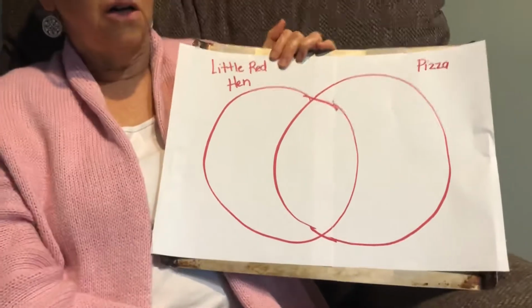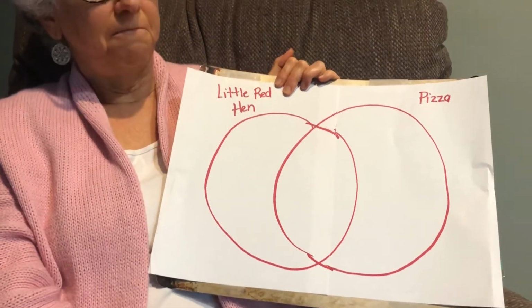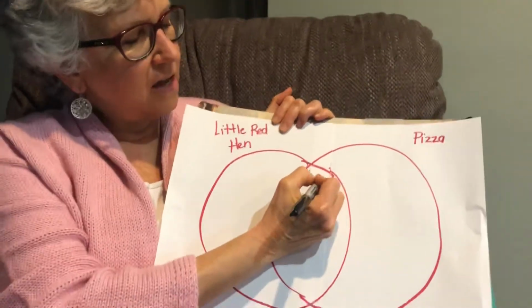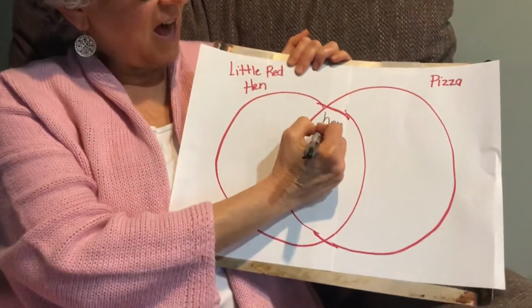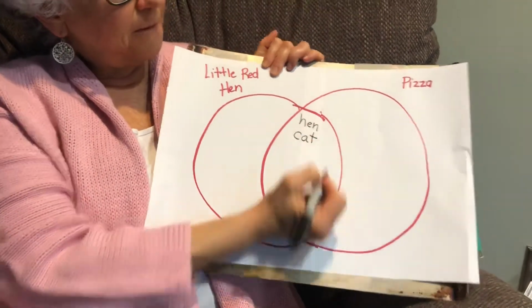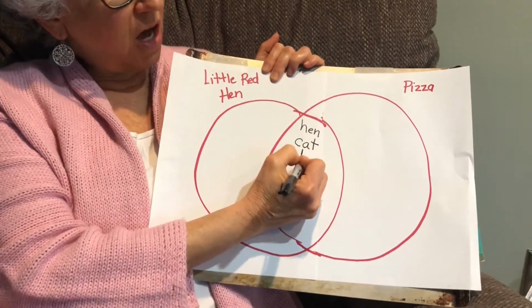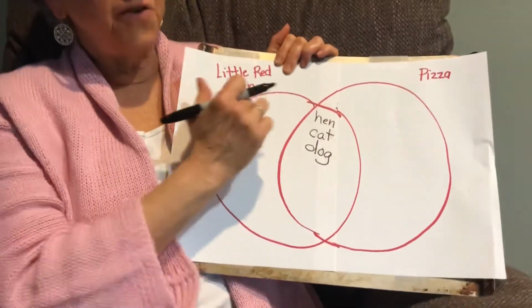What characters are in both stories? You're right, the hen. What else? The cat. And what other animal? The dog. Good. Which ones are different?